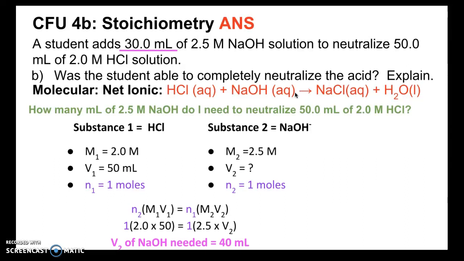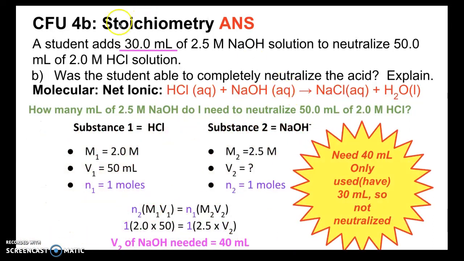To neutralize 50 milliliters of a 2.0 molar HCl solution, I need 40 milliliters of NaOH. I look and see that I only added 30 milliliters. So I'm 10 milliliters short there. That means that I did not completely neutralize the HCl. I still need to add more NaOH to neutralize it.